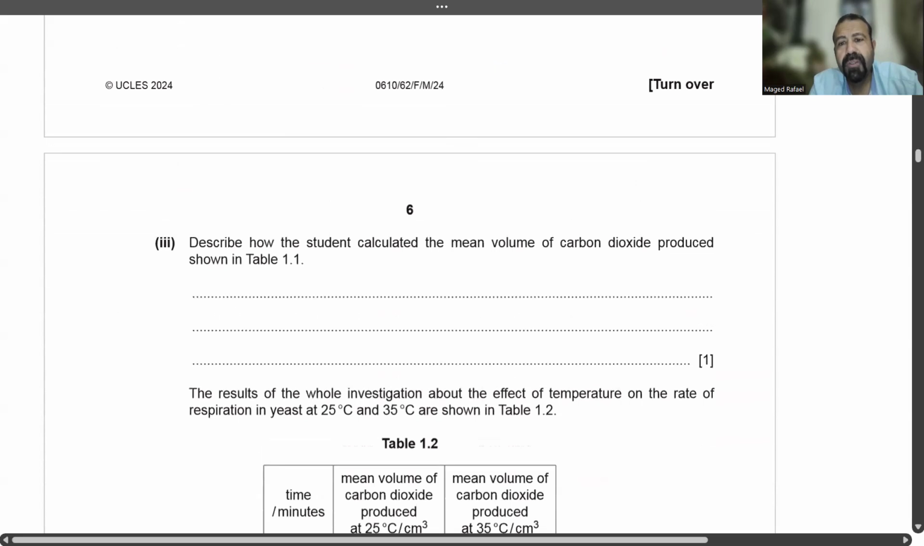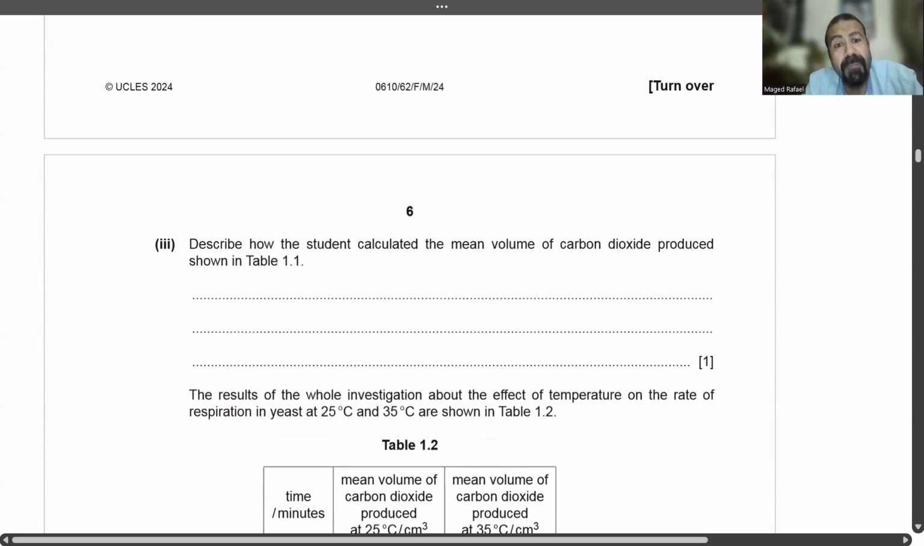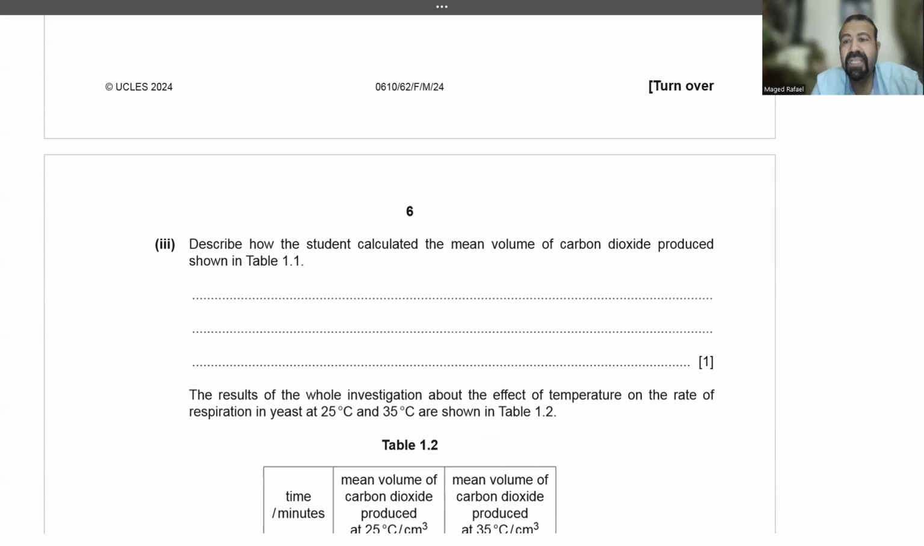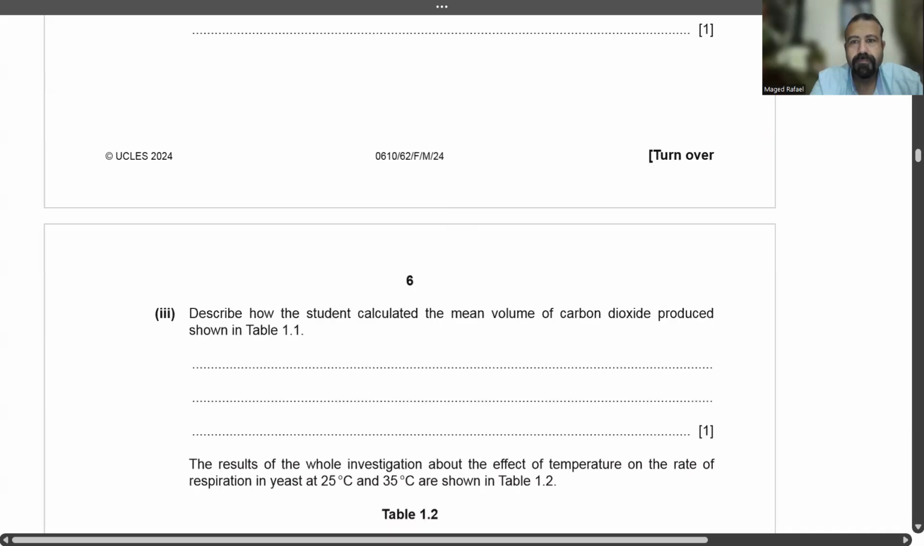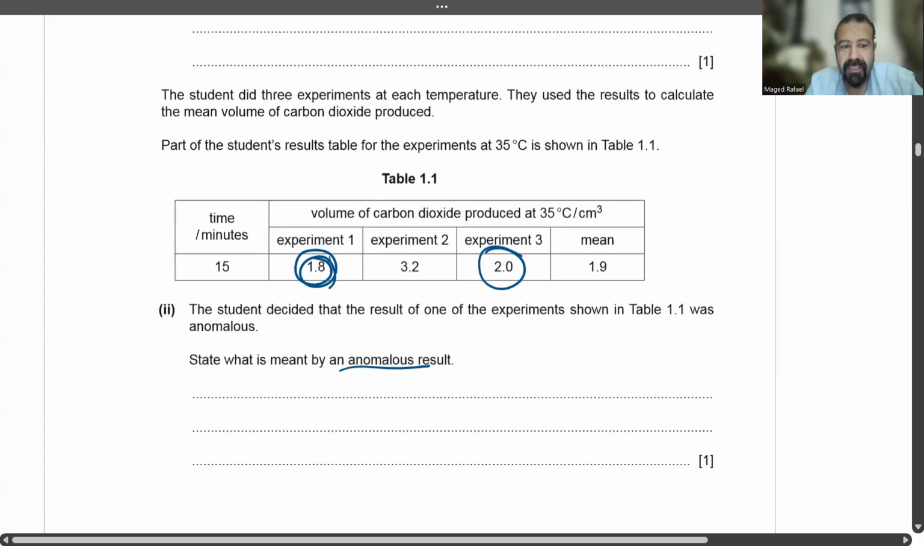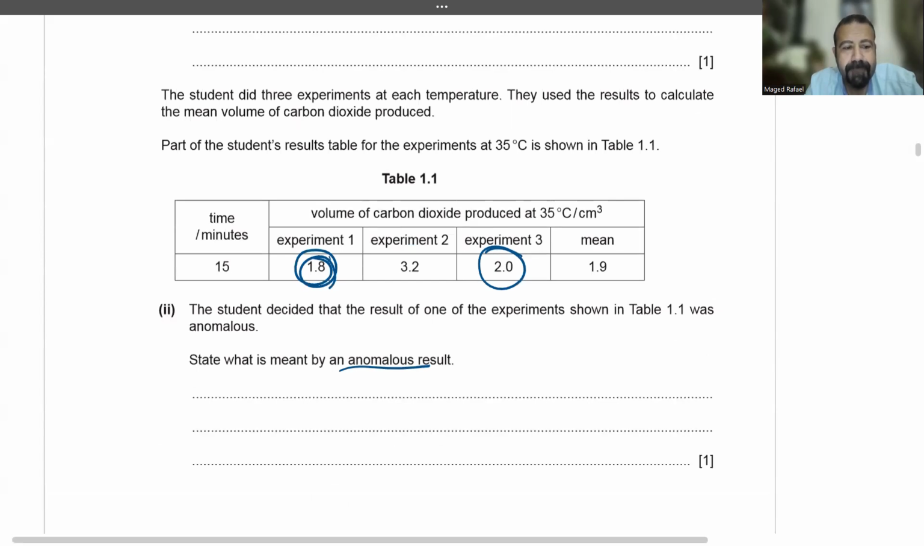Let's go to question triple I. Describe how the student calculated the mean volume of carbon dioxide. He's not asking you to calculate. He's asking you, Yahya, to clarify how the student calculated this. How could we calculate the mean here? We should add the value of what experiments? Experiment what and what?